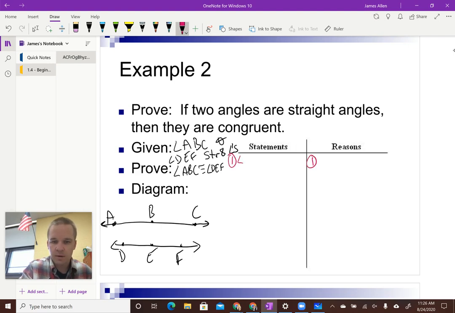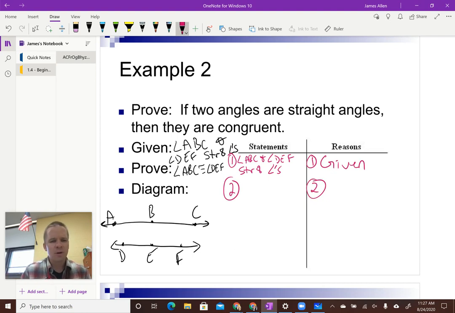And that would be that angle ABC and angle DEF are straight angles. And then we have our given. Cool. All right, well, what do we know about straight angles? Again, I can't use this new theorem without proving it. So what do we know about straight angles? We do know that they're 180 degrees, right?